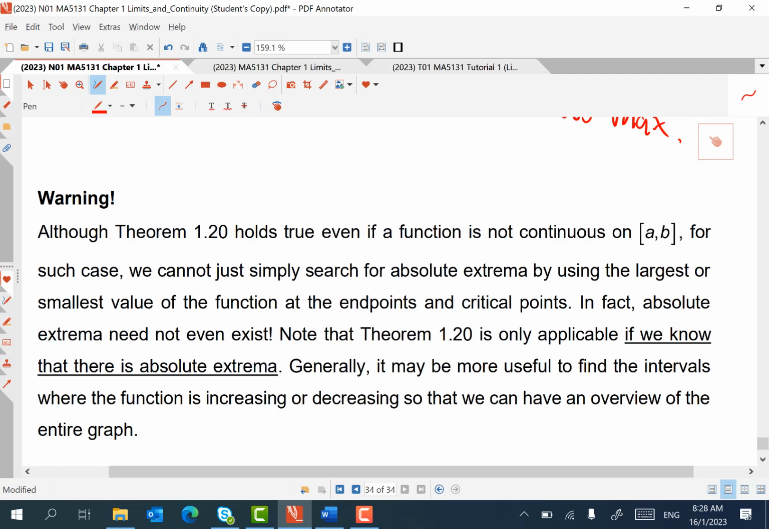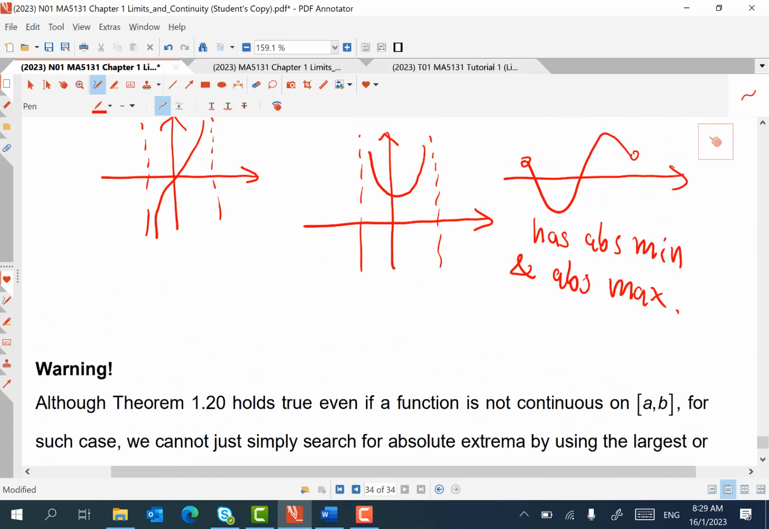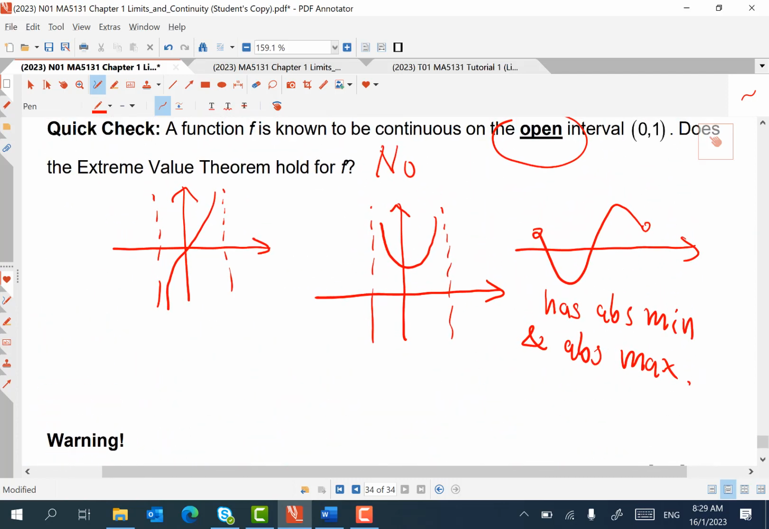But if it's open, like that graph, it still doesn't have a minimum or a maximum. Which one? The last graph does have an absolute minimum and absolute maximum. Okay, that's good. You just don't count the endpoint. In this diagram it is quite clear that the absolute min and absolute max exist. There's a point that attains the absolute min and a point that attains the absolute maximum.